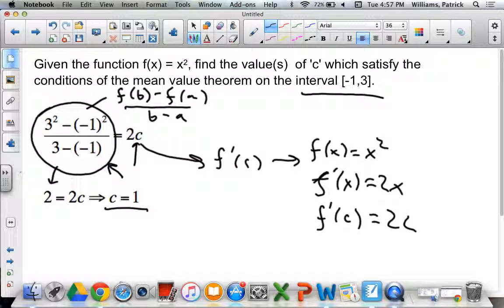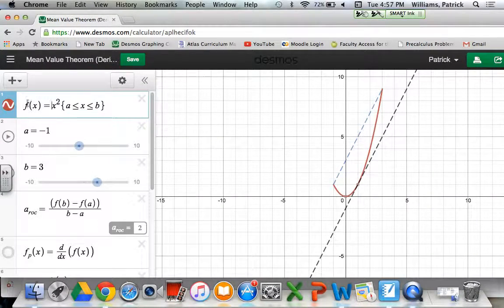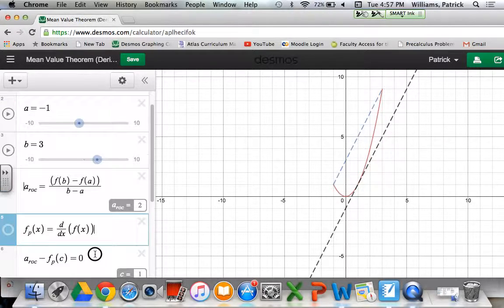Okay? So if we're going to visualize what this problem would look like, we can come to this Desmos file, and here you see we have our function f of x equals x squared. We have our a and b values right here. Right here we define our average rate of change between those values, and then here this f sub p of x, that's just the derivative of the current function.